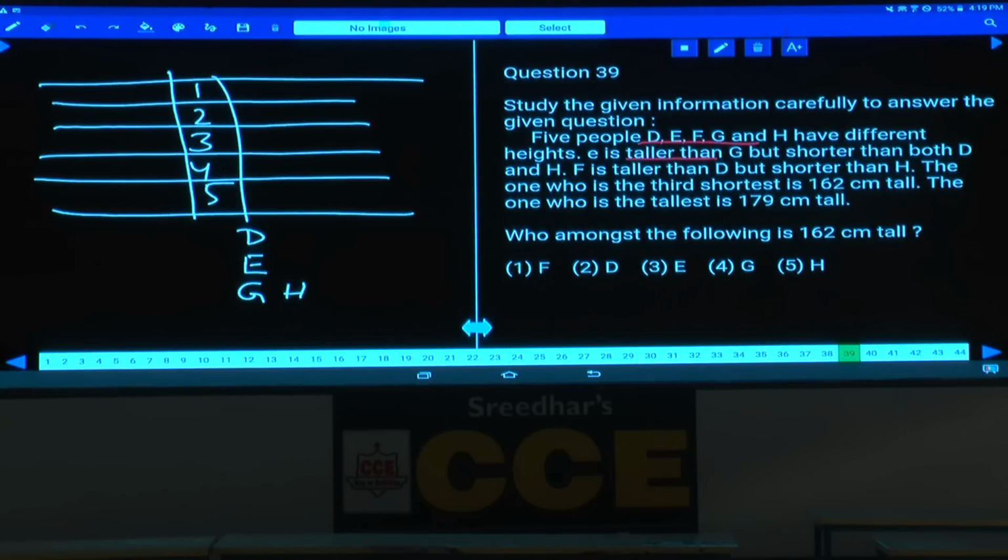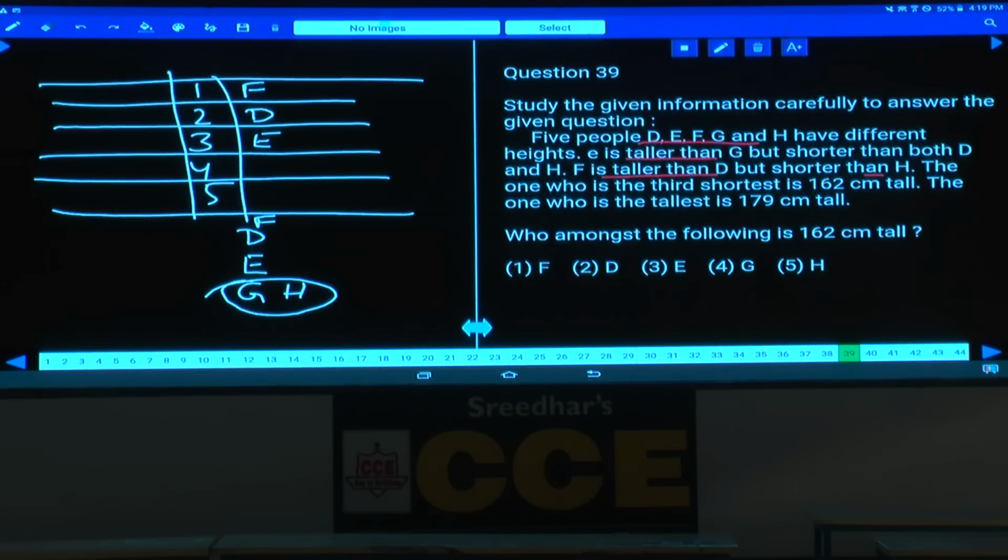F is taller than D. As F is taller than D, what is the possibility here? F is here, D is here, E is here. Now between G and H, if G is here, H will be at the 5th place, or H is at the 4th place, G is at the 5th place. F is taller than D but shorter than H. F is taller than D, this person is shorter than whom? Shorter than H.